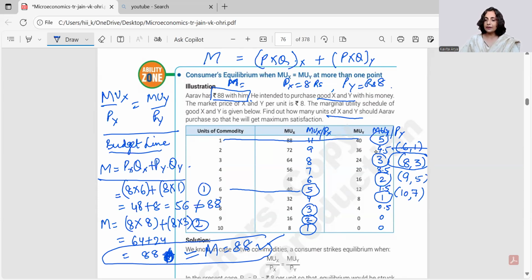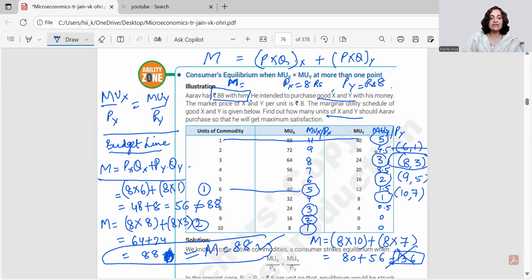If you want to check the other combinations, let me try this 10 and 7 for you. So if I'm talking about this combination, the price of X is 8 and if he buys 10 units of X, and for price of 8 he buys 7 units of Y. So what is the answer? 80 plus 56. So this comes out to be 136, which is actually beyond his capacity. He cannot buy.